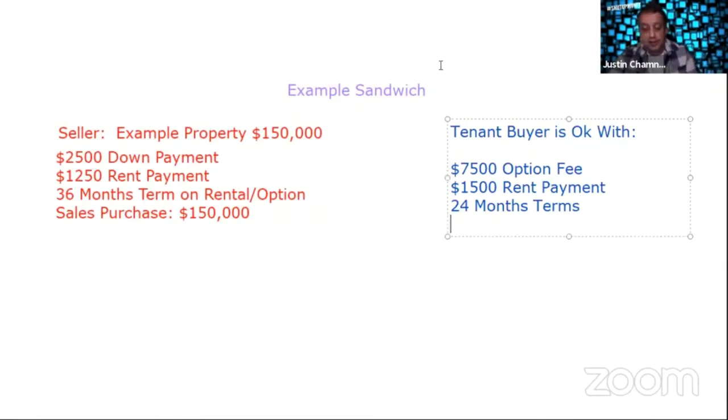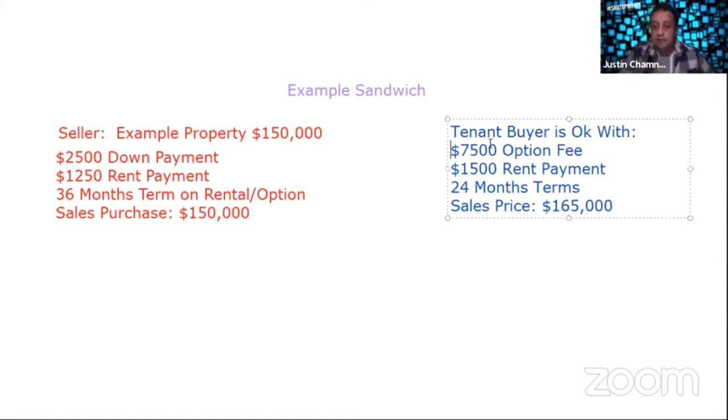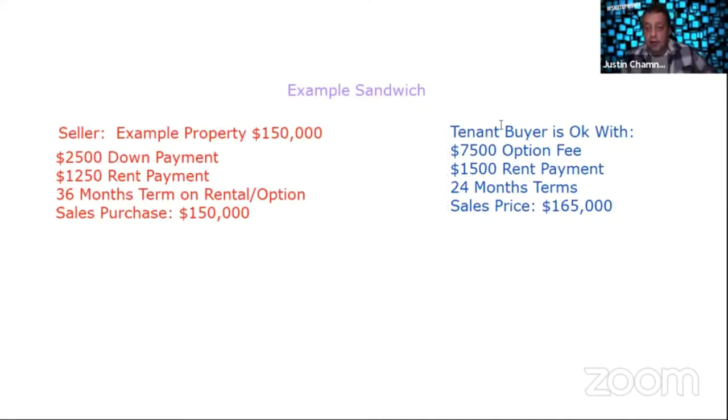Now, the sales price that we're going to sell to the tenant buyer is actually going to be, what do we add? About 10% to that total because it's 3 years. The sales price with the seller was $150,000, so we're going to mark it up to $165,000 for the tenant buyer. Okay? So you can see we have more money happening over here on the tenant buyer side than we do over here on the seller side. Thus, we are creating some profit centers. Now, let's talk about those profit centers here.